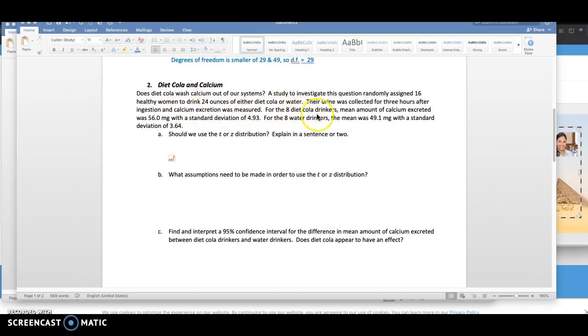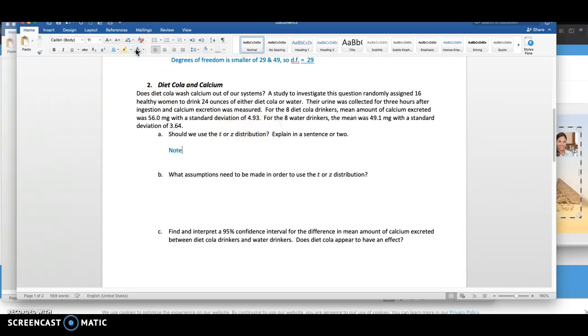So for the 8 Diet Cola drinkers, the mean calcium excreted was 56 milligrams, standard deviation of 4.93. And for the 8 water drinkers, the average calcium excretion was 49.1 milligrams, standard deviation of 3.64. Okay, so we need to figure out if we use the T or Z distribution.